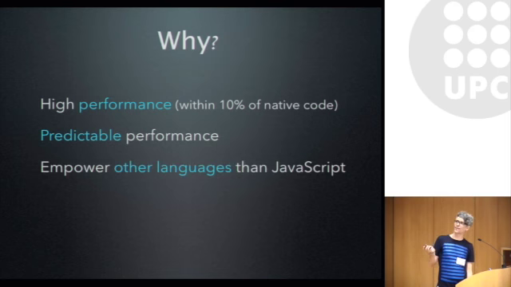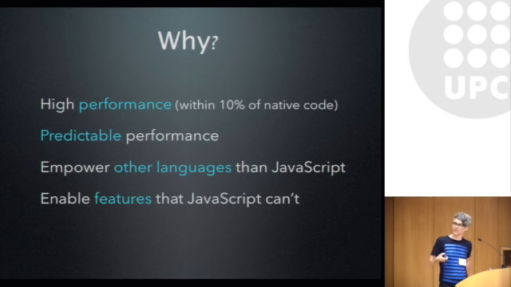And then the other thing is that we want to liberate the web from the stranglehold of JavaScript. So empower it to run other languages than JavaScript without having to jump through hoops by compiling to JavaScript. And that also implies that we want to enable features that JavaScript doesn't provide. So if your programming language has features that you cannot compile to JavaScript right now, then you're basically doomed. So with WebAssembly, we want to change that.